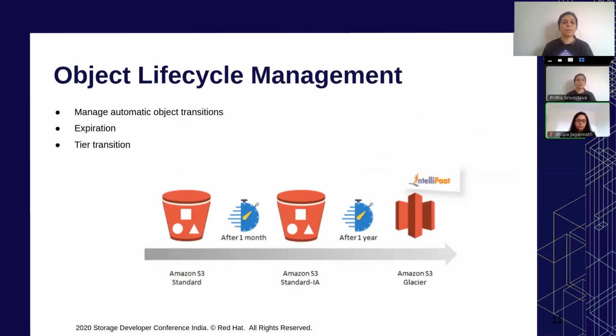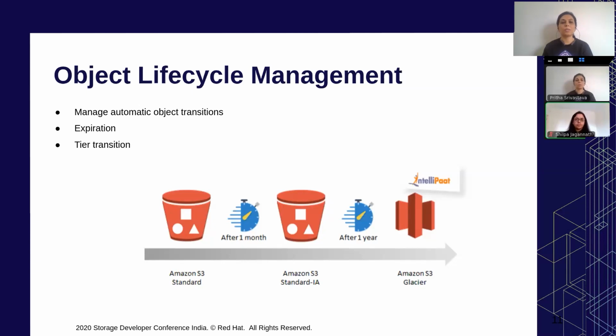Object lifecycle management allows us to automate data transitions. So we can define policies in such a way that we define the expiration time of an object. Once an object expires, it is moved to an entity known as the garbage collector in the Ceph object gateway, and the garbage collector takes care of deleting the object permanently from the system.